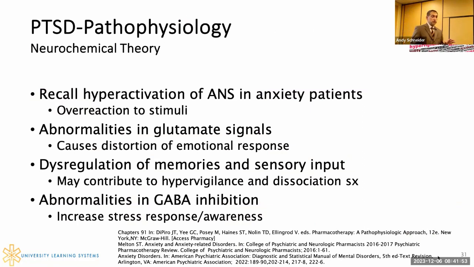So overall, just to summarize, the hyperactivation of your autonomic nervous system goes basically into overdrive. You also have abnormalities in glutamate signals, and this can impact how you process your emotions or how you process a stressor. And then over time, this dysregulation can start to contribute to your hypervigilance and your dissociation.